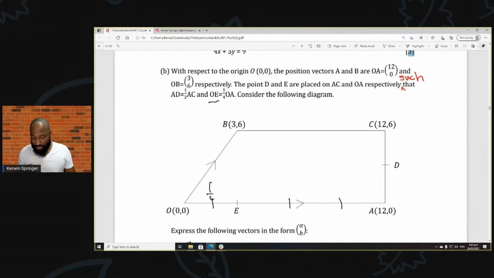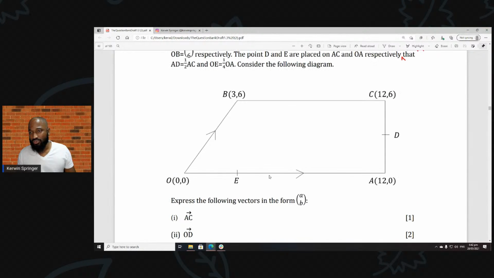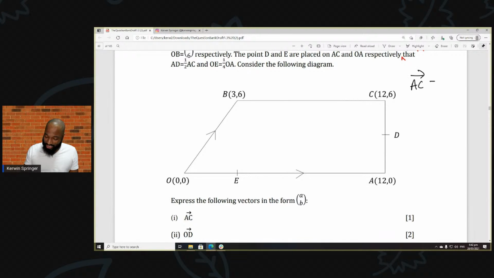And that comes. So express the following vectors in the form A, B. Let's see what's the first thing they want us to express. AC. So from A to C, kind of free marks thing. From A to C, we could just watch this and put it, right? A to C, it just went up 6. It didn't go across any. So it's 0, 6.